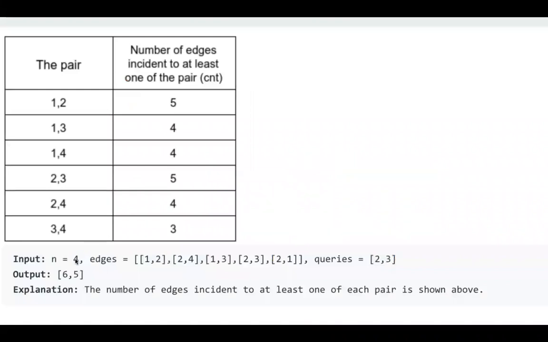So n is 4 means there are 4 nodes in this graph, 1, 2, 3, and 4. And there are some edges. It's an undirected graph, and the edge can be repeated. For example, there are 2 edges between node 1 and node 2.